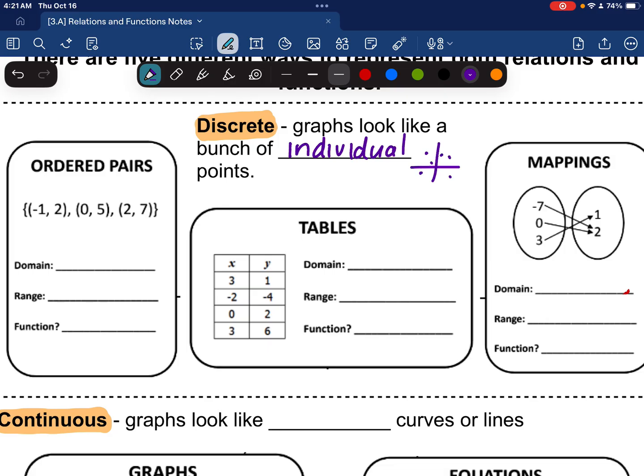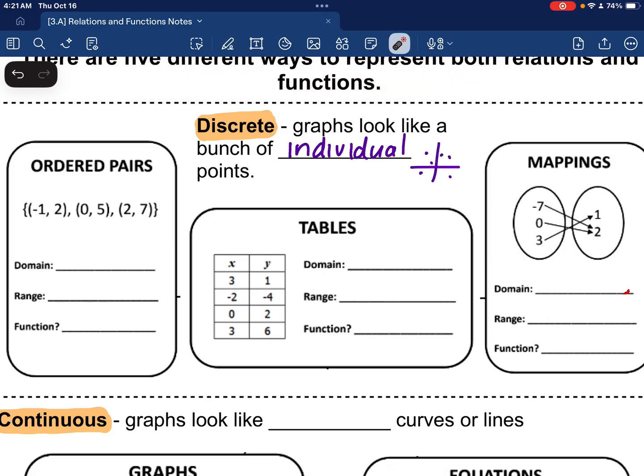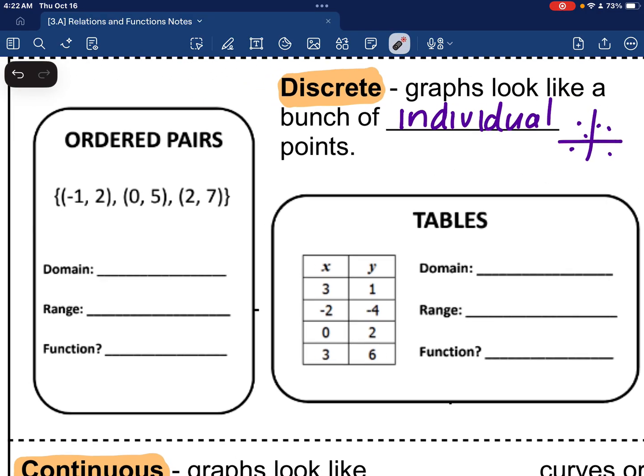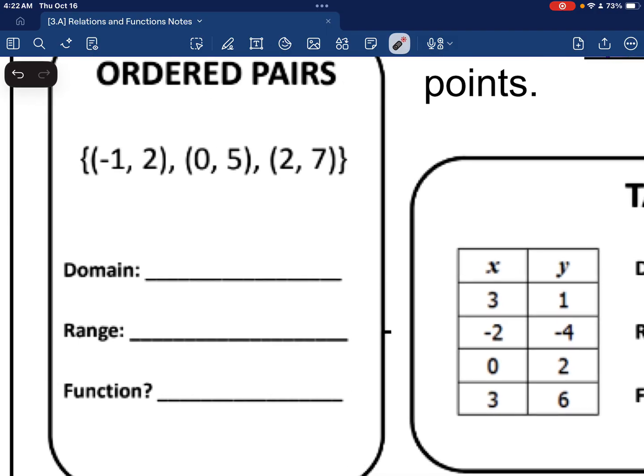Okay, so when you have discrete functions or discrete relations, what we're looking at is things like ordered pairs, tables, and mapping diagrams, because those list off a bunch of just points, essentially. Here it's actual ordered pairs. Here each row is an ordered pair, and here each arrow is an ordered pair. So that's why they're called discrete, is because it's just a bunch of dots.